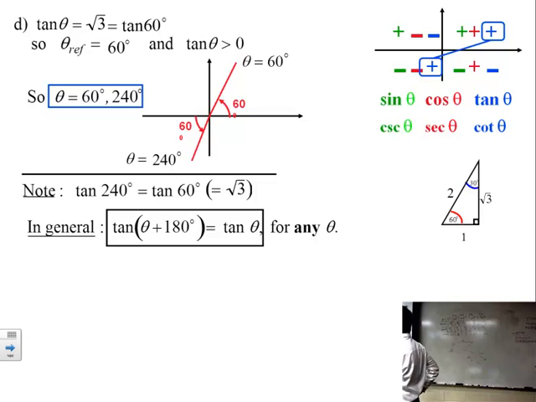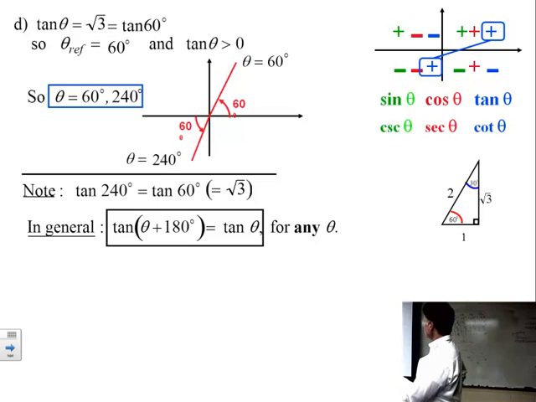The reference is 60. Tangent is positive. So you're going to take all the angles whose reference angle is 60, but only take the ones where tangent is positive. So that's going to be quadrant 1 and quadrant 3. So you take that angle and that angle. That's actually a straight line. It doesn't quite show up very well, but that's a straight line. So it's 60 and 240. Those are the 2 solutions.